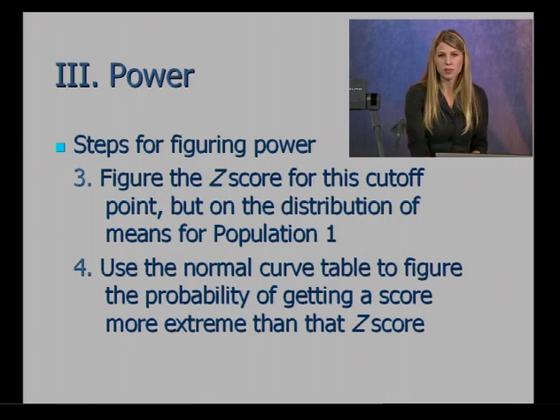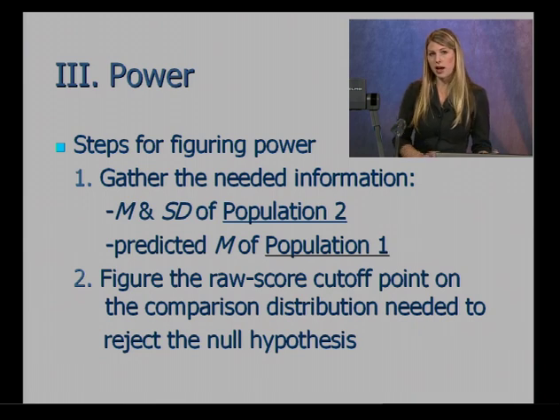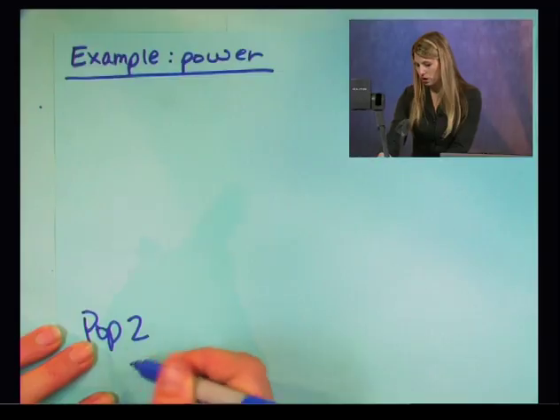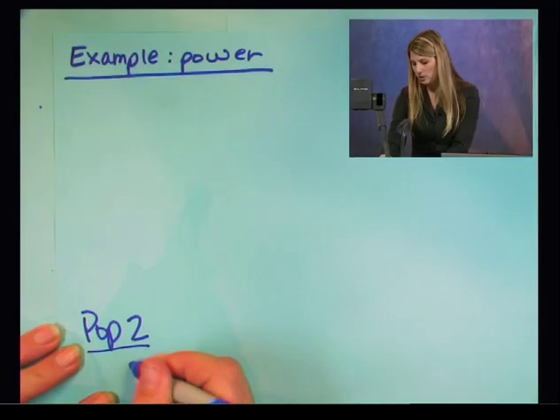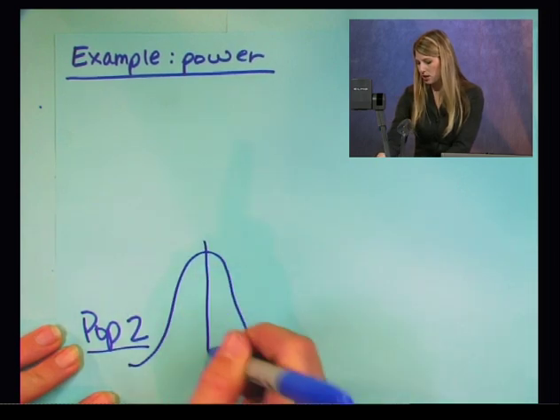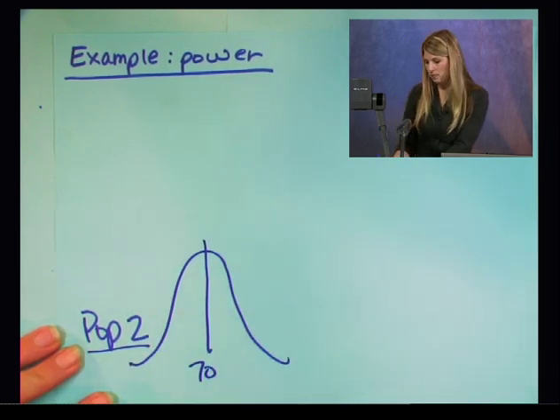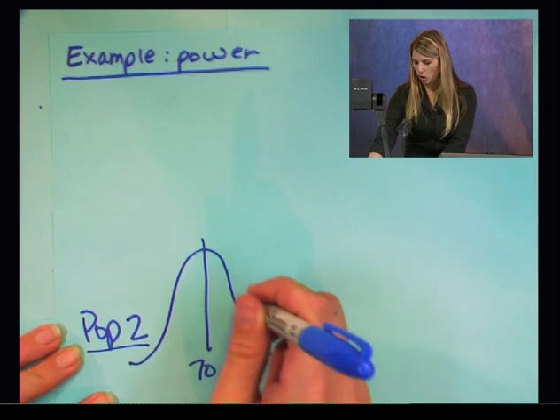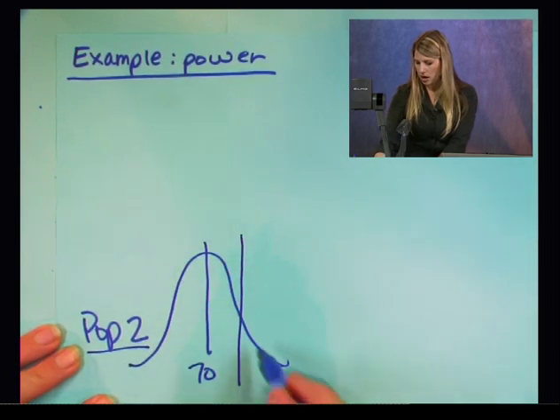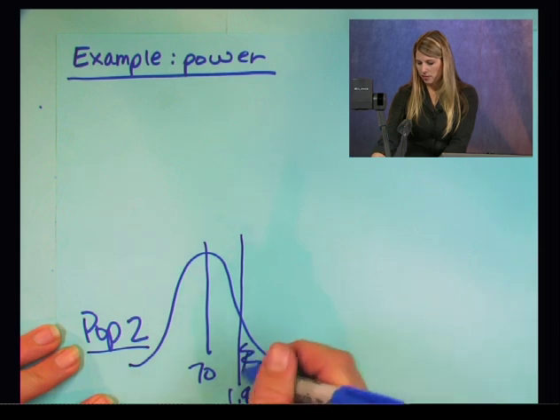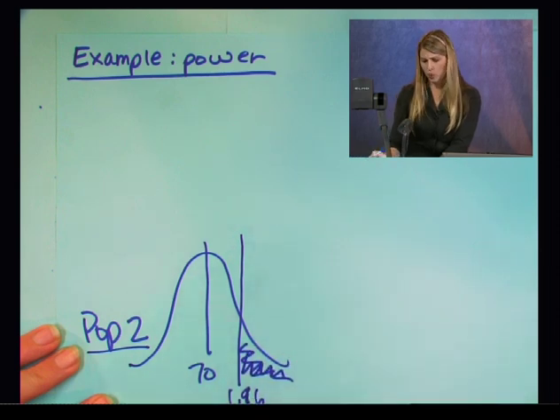So let's actually go back to those first 2 steps. And I'm going to show you on my drawing what we do with step 1 and step 2. So here's population 2, kids who don't play video games, and this is centered around 70. In the middle, you determine your cutoff score where you'll reject the null. And this is your cutoff region, 1.96. So that's your z-score there. Or I think it was 1.64 if we were doing a one-tailed test.